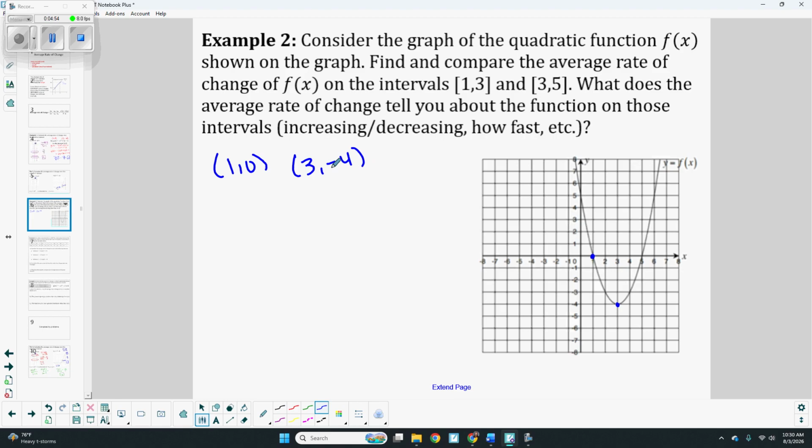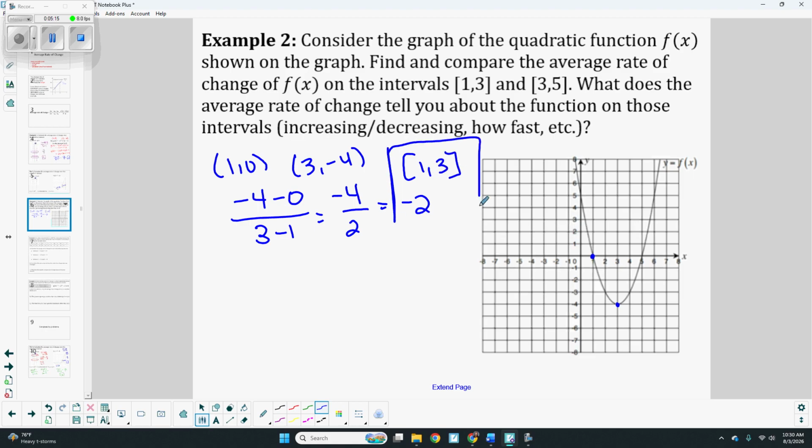So first, I need to find my slope between those 2 points. So that's going to be negative 4 minus 0, right? Y minus y, 3 minus 1. Negative 4 over 2 is negative 2. So from 1 to 3, my average rate of change was negative 2.